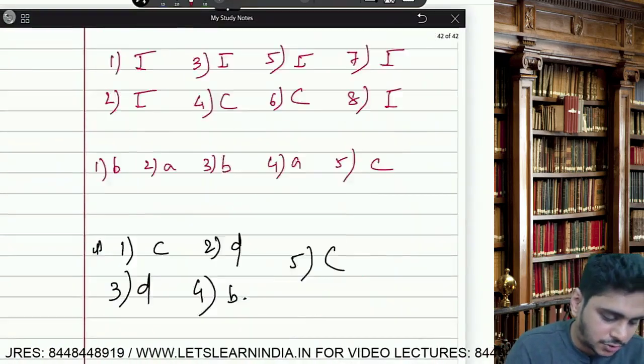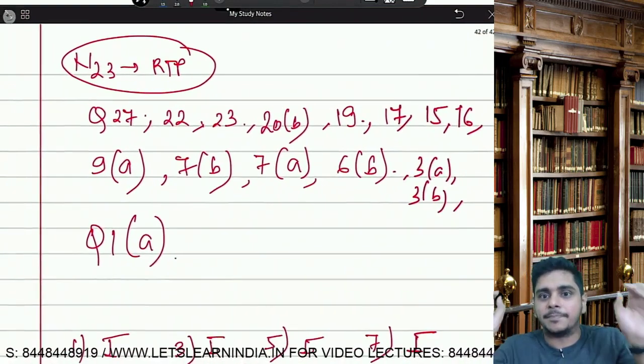You can click the photos of all these questions which we have marked. All this is important. It is important.